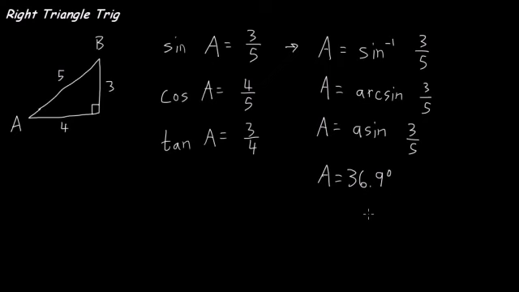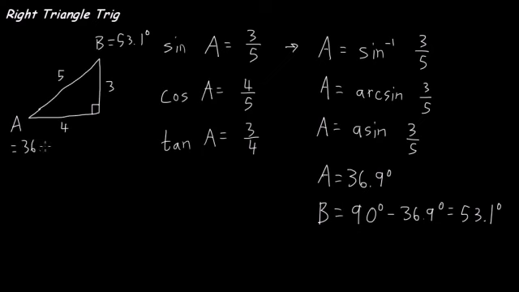And if you want to check your work, just type in 36.9 in your calculator and hit the sine key, and you should get 0.6 back. So now for B, we could simply subtract 36.9 from 90 degrees, because A and B have to sum to 90. So B is approximately equal to 53.1 degrees. So B is 53.1. A is equal to 36.9. And we're done with the problem.